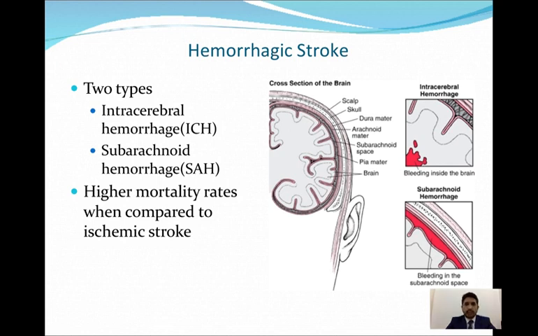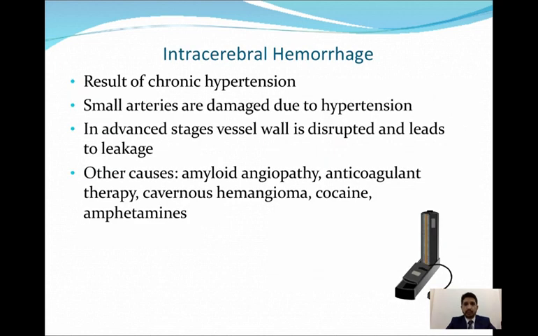Now, intracerebral hemorrhage is a result of chronic hypertension. Because of chronic hypertension, the blood vessels become stiff. They cannot relax normally, so they start to leak. And when suddenly there is a rise in blood pressure, they cannot expand and leakage starts into the brain tissue. There are other causes other than hypertension. There are amyloid angiopathy, anticoagulant therapy, cavernous hemangiomas, and especially if a young patient presents with a stroke, don't forget to ask about drug abuse like cocaine and amphetamine.